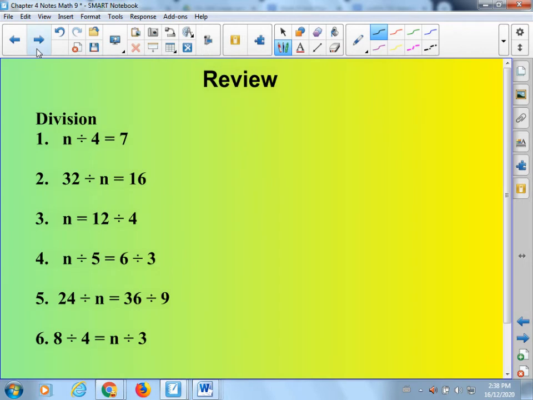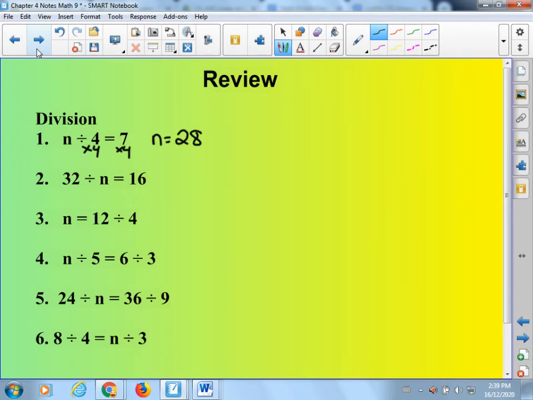Last section to review is division. Division in the same steps. We can do things one at a time. And the easiest way to solve algebraic equations is by working with opposites. So the opposite of dividing by 4 is actually multiplying by 4. What I do to one side, I'm going to do to the other. So n is equal to 28.